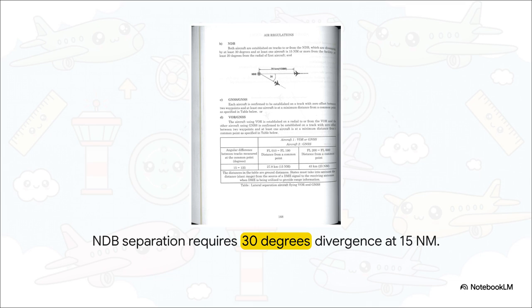Well, this brilliantly illustrates the nature of the equipment itself. NDB signals are just way more susceptible to interference, like coastal refraction, compared to VORs. Because of that, the regulations require a much wider margin of safety. Here is your DGCA exam tip. VOR is 15 degrees at 15 nm. NDB is 30 degrees at 15 nm. Definitely do not mix those up on test day.